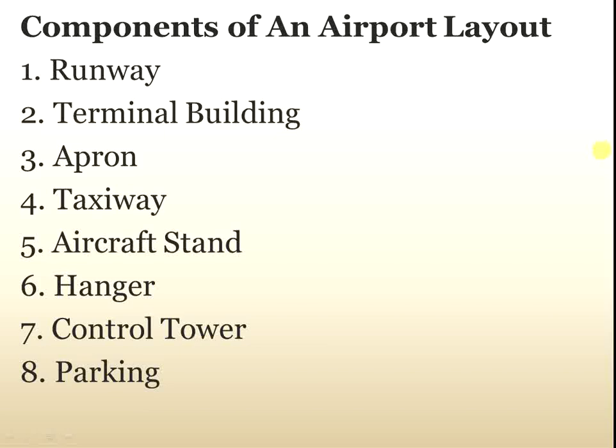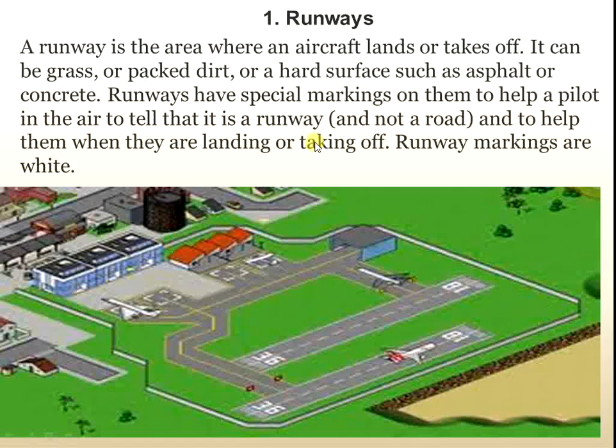Let's start. There are 8 main important components of the airport layout: first runway, terminal building, apron, taxiway, aircraft stand, hangar or shelter, control tower, and the last one is parking. We will see all the components in detail. First is the first component, runways.